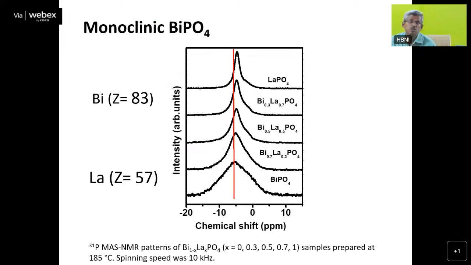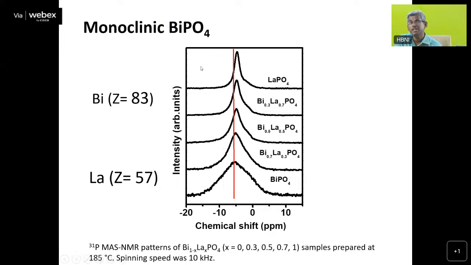So before going further on this phosphorus NMR, it is not only very sensitive to the chemical shift values, the chemical shift line shapes are also very, very important. Just see here, this is a phosphorus 31 NMR of bismuth phosphate. Bismuth phosphate is a very, very interesting system, which has a lot of application as a luminescent material.